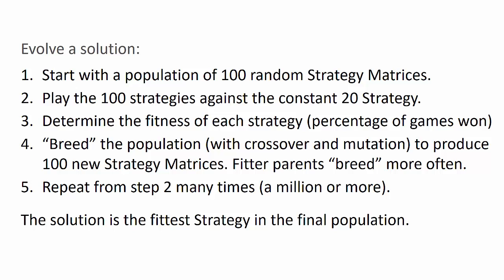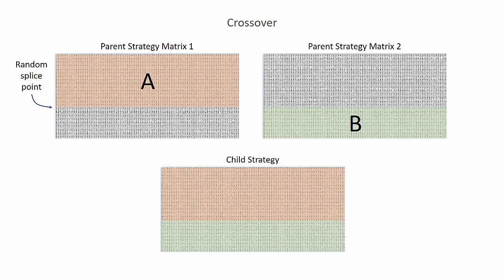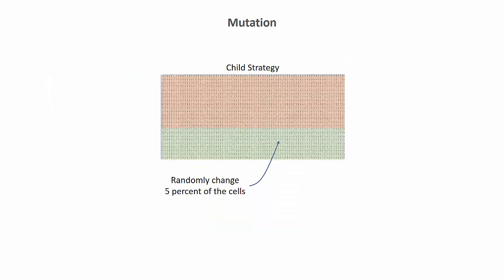Next, breed the fittest strategies to produce a new population of 100 strategies. Repeat steps 2 through 4 however many times you want to evolve the strategies. There are two different methods I use to evolve strategies: crossover and mutation. First, select the same random point in two parent strategies. Then make a child strategy using the parts of the parent strategies on either side of that point. Next, change the values in random cells of the child strategy.